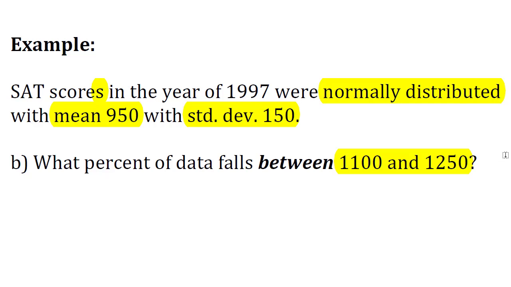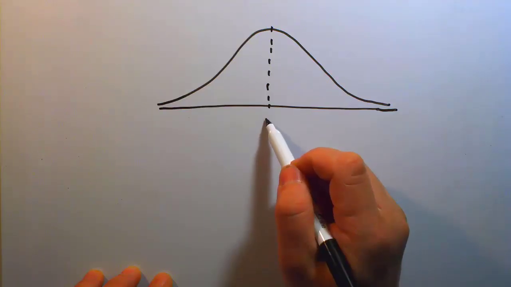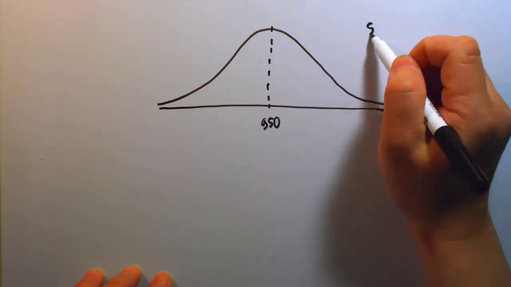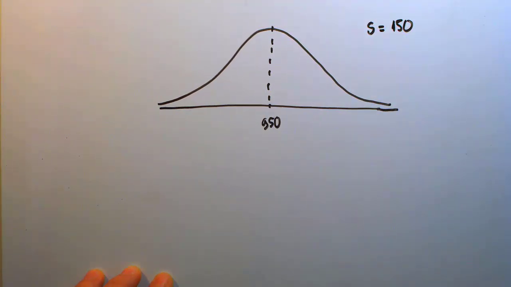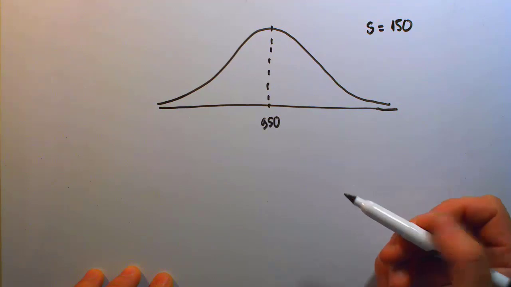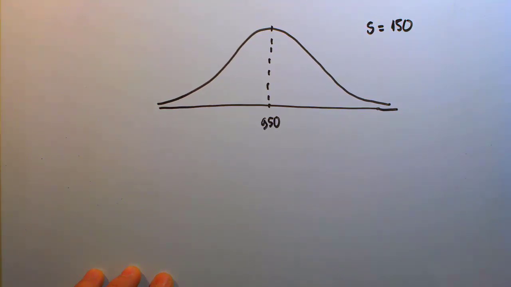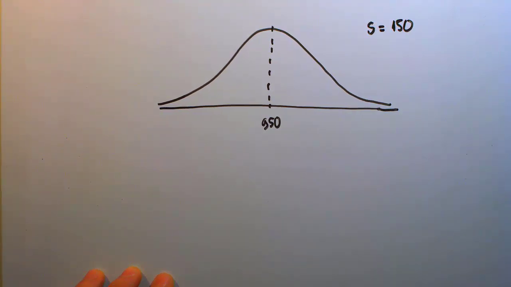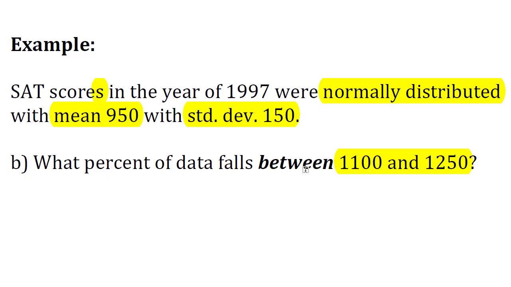Once again, I want everybody to practice that good habit right here. We have an empty bell curve, completely started from scratch for a new problem. 950 is in the center because it's the mean value. The standard deviation of this bell curve is 150. To start, we don't need to worry about 1 standard deviation above the mean or 2 standard deviations above the mean. All I need at first, looking at the highlighted area, is the interval of data that falls between 1100 and 1250.